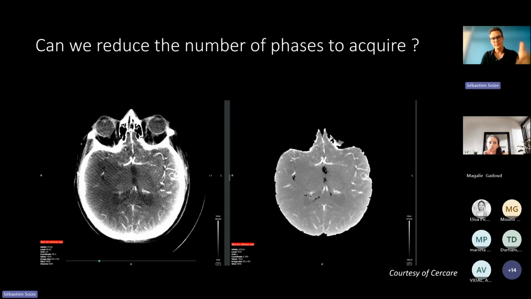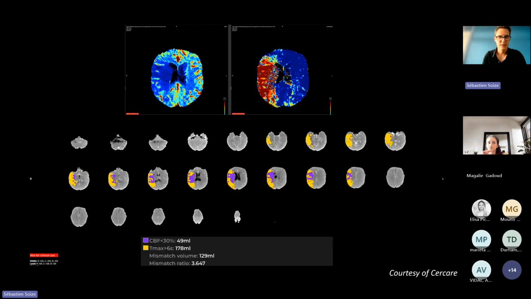Also, as a Philips user, I was really interested in this CERCAR R&D work. They try to see whether we can reduce the number of data points and whether this is still accurate. What you can see here is a right hemispheric stroke, MCA stroke. You got here the 10 time points you can acquire, and your mismatch volume that is calculated. Penumbra is in yellow and the core is in purple.